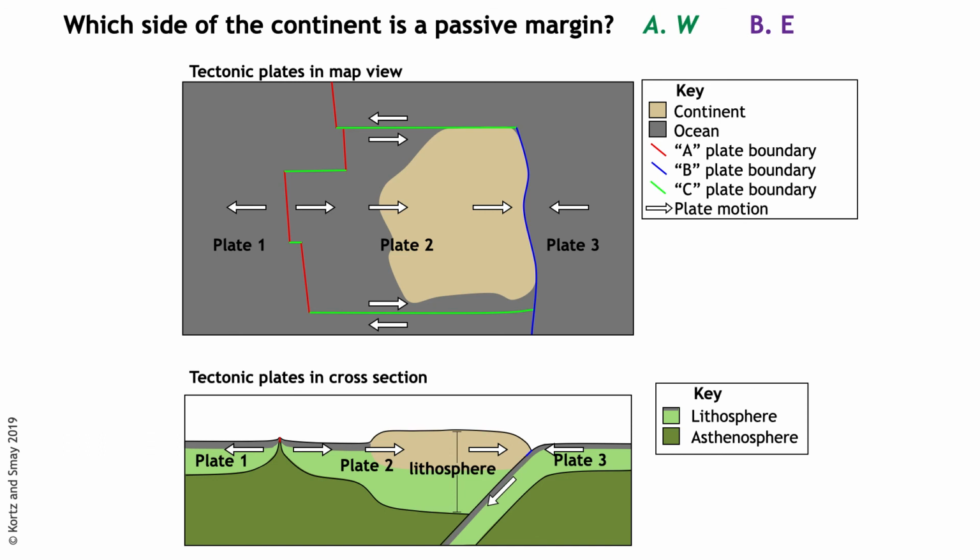And that's because there's no plate boundary that coincides in the same place with the edge of the continent there. That is in contrast to the east side that is marked by the blue line, which is in fact a plate boundary right at the edge of where the continent and the ocean of plate 3 meet. So this is an active margin. The passive margin is on the west side.